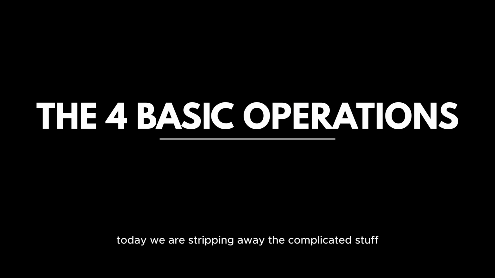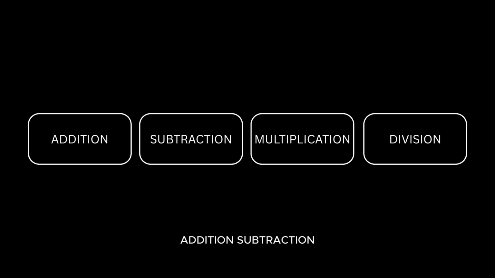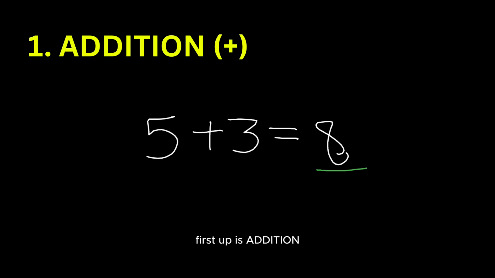Today, we are stripping away the complicated stuff and going back to the absolute foundations of math. Every complex problem you see in algebra, calculus, or data science is built entirely on just four core movements: addition, subtraction, multiplication, and division. Let's make sure you know exactly how they work and the specific words to look out for on a test. First up is addition.